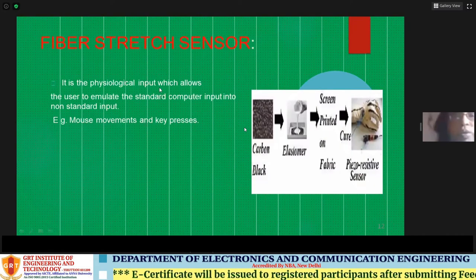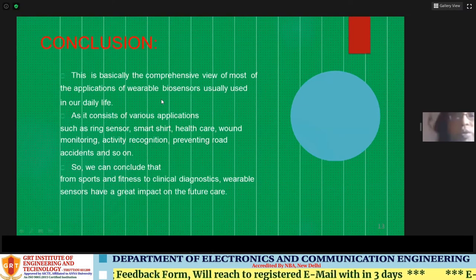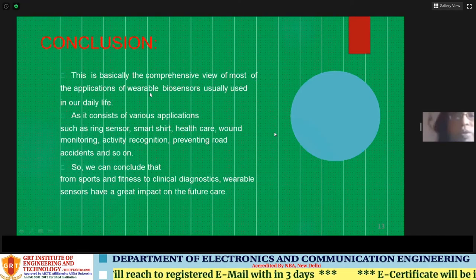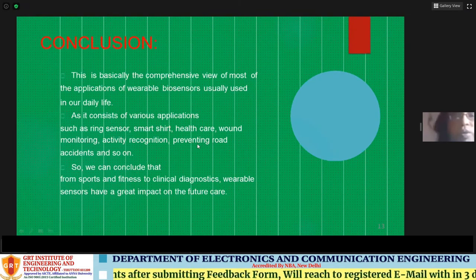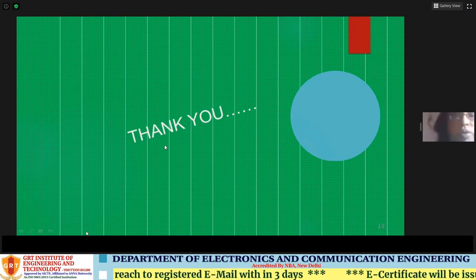Fiber stretch sensors capture the physiological input which allows the user to emulate standard computer input and non-standard input, such as mouse movements and key presses. For biosensors, this is basically the comprehensive view of the most common applications of wearable biosensors. We are designing biosensor systems for various applications like healthcare, wound monitoring, and future scans. Thank you very much.